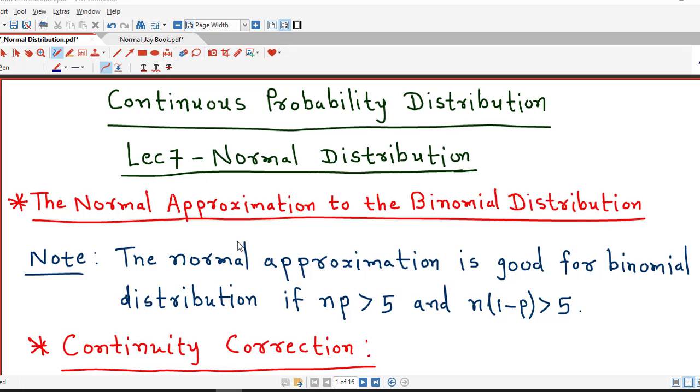Hello friends, I welcome you in lecture number 7 on normal distribution. In this lecture we will do some examples on the normal approximation to the binomial distribution.